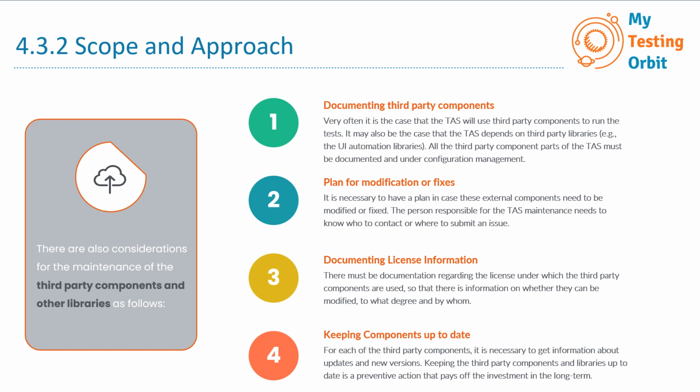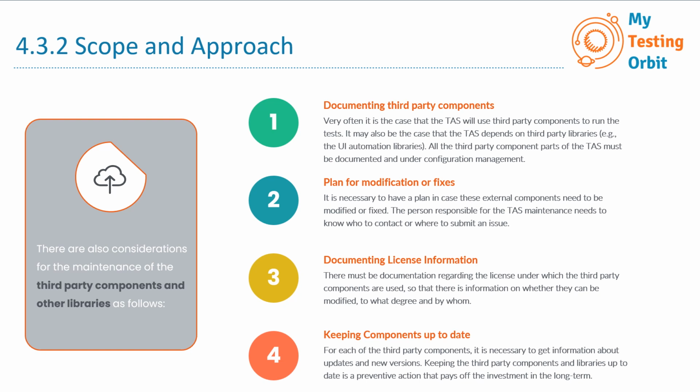For each of the third-party components, it is necessary to get information about updates and new versions. Keeping the third-party components and libraries up to date is a preventive action that pays off the investment in the long term. So just like books can have new editions, your third-party tools also get updates. Imagine your library informs you when a new edition of a book is available. Similarly, you need to keep an eye on updates for your third-party components. These updates can bring improvements, just like getting a new edition of your favorite book.